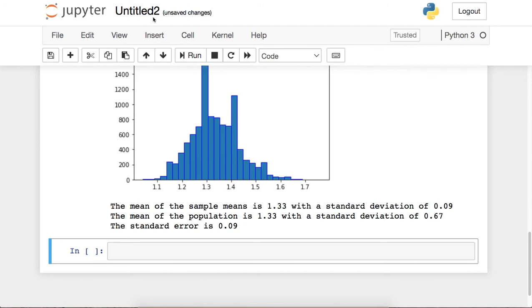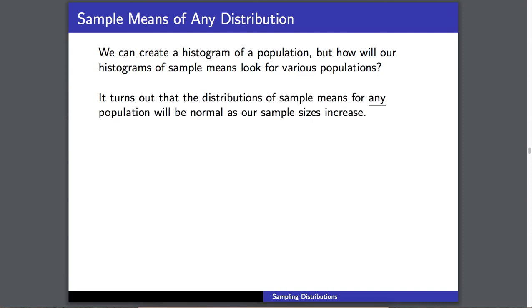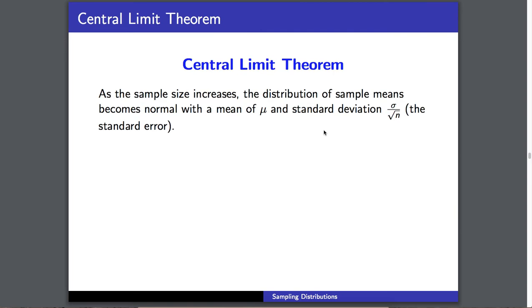Notice that the distribution of sample means for any population is going to be normal as our sample sizes increase. If we take larger and larger sample sizes, then that second histogram we saw for each one is going to be normal. And that's what's known as the central limit theorem. As our sample sizes increase, the distribution of sample means, those second histograms we saw in each of the simulations, become normal with a mean equal to the population mean and a standard deviation equal to the standard error, the population standard deviation divided by the square root of the sample size.